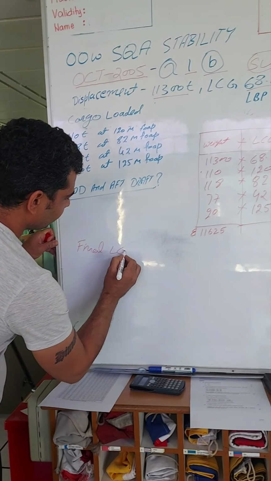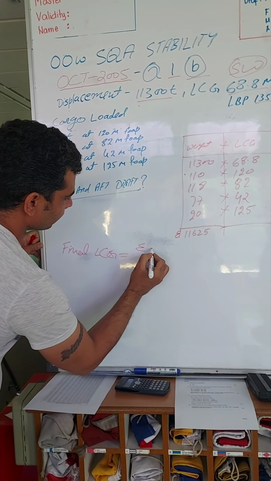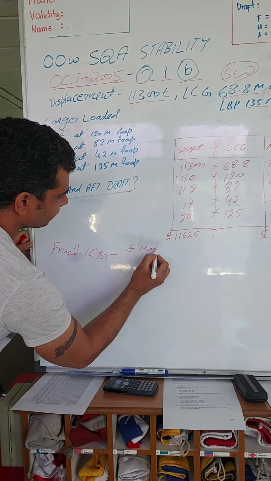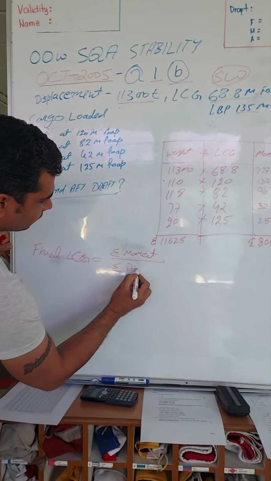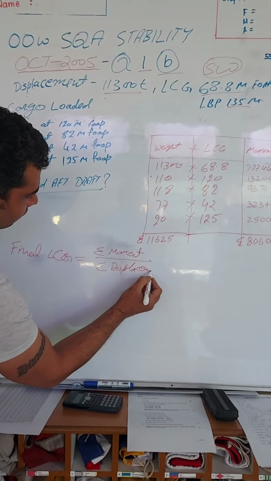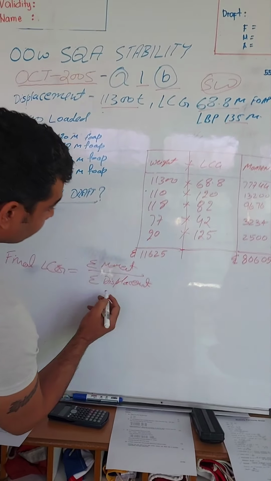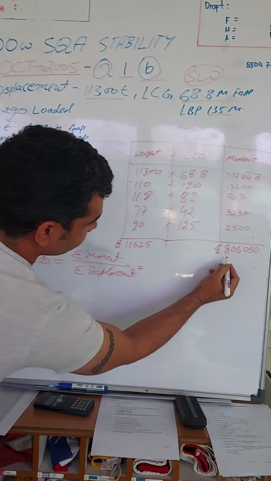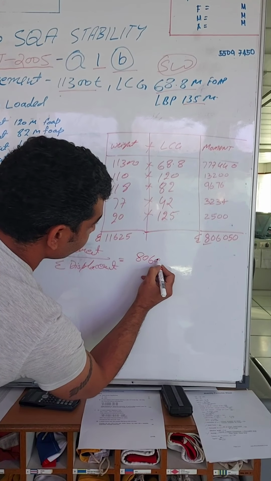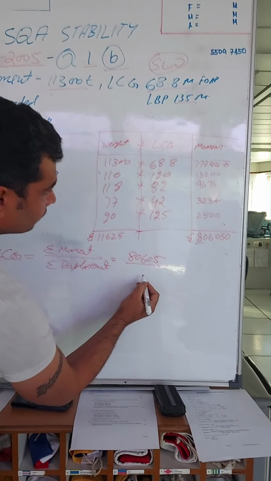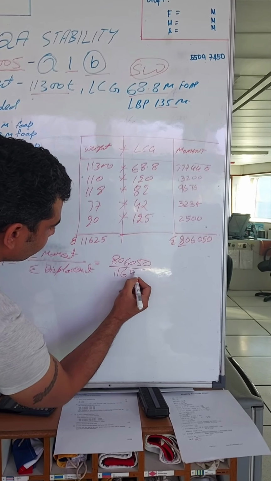Final LCG is equal to final movement divided by displacement. Final movement, this one, final displacement 11625.